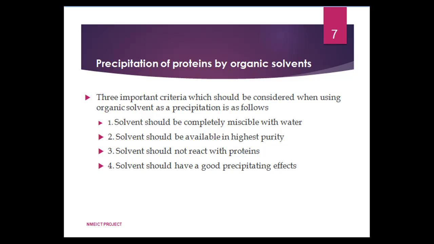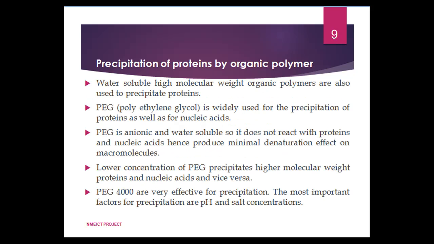Another precipitant which we can use is organic polymers. Water-soluble, high molecular weight organic polymers are used to precipitate protein. PEG, that is polyethylene glycol, is widely used for the precipitation of proteins as well as for nucleic acids. Chemically, PEGs are linear polymers of ethylene glycol.